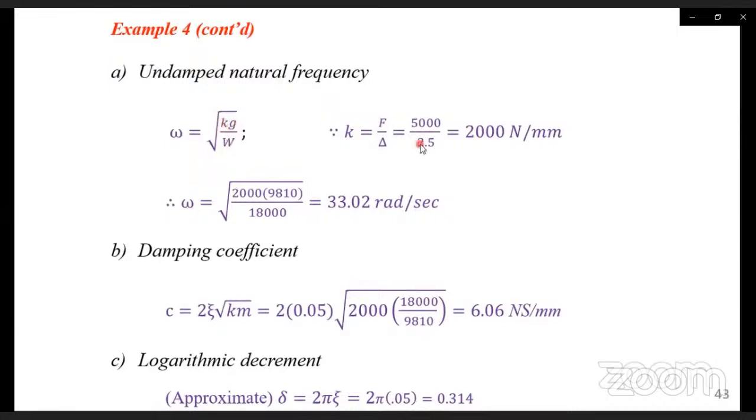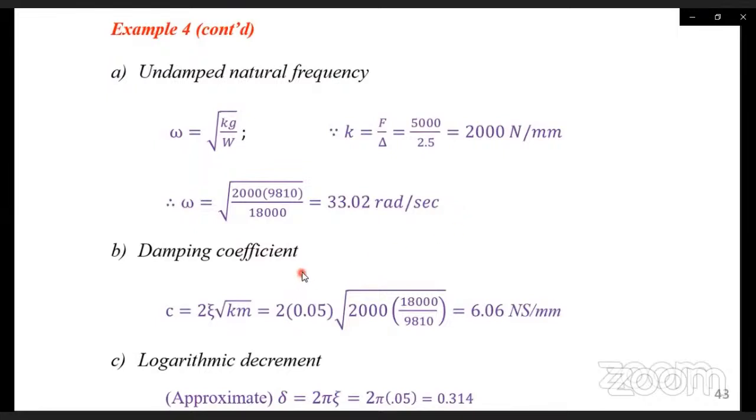So this is why we needed the K, and the K was coming from the force. The static force and static displacement helped us to obtain the K. And then we obtain omega to be 33.02 radians per second. As you are practicing this, you can punch your calculator so that you confirm these values. I worked them out myself. Sometimes you might be tired.